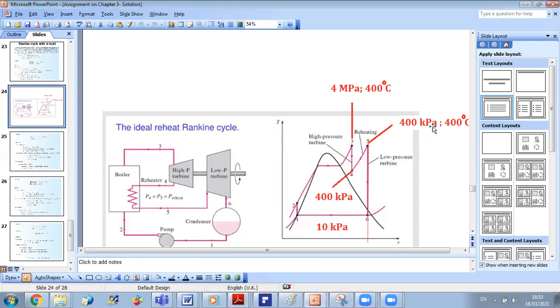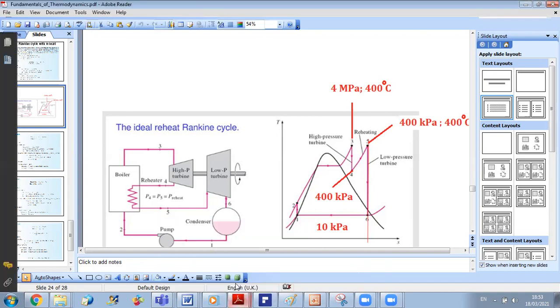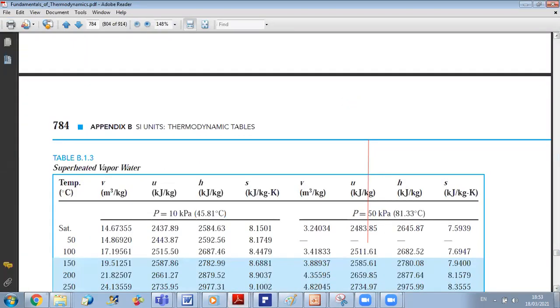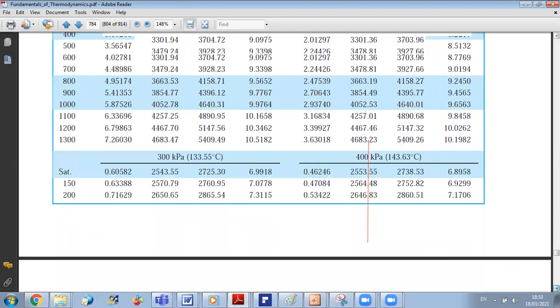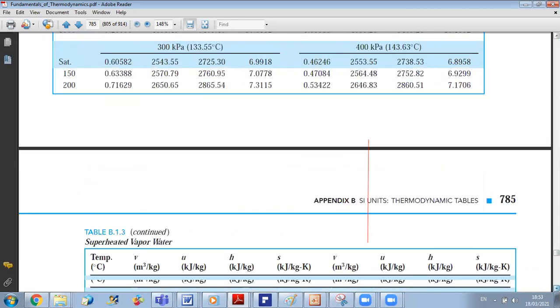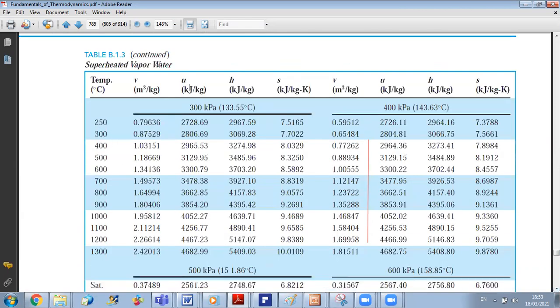So the state is 400 kilopascal, 400 degrees. If you go to the superheated tables, you will go to 400 kilopascal. This is 400 kilopascal, and the value of temperature is 400 degrees. So this is your line of interest. In this line, you can read the values. The value for H is this one.